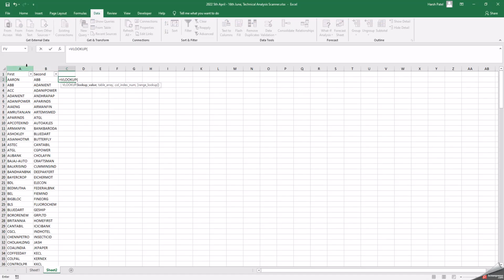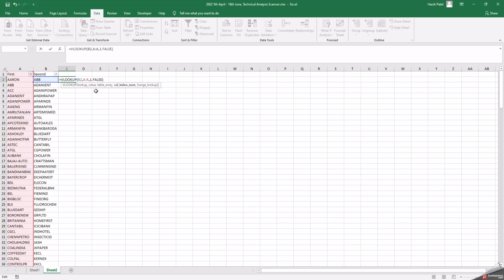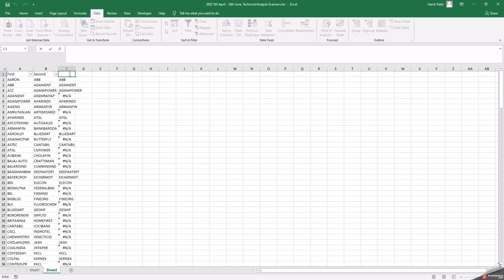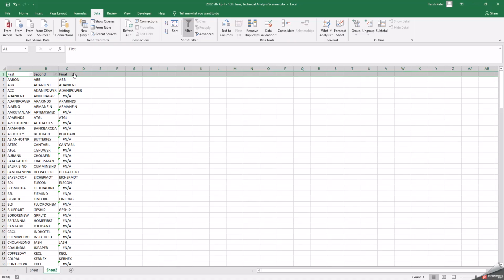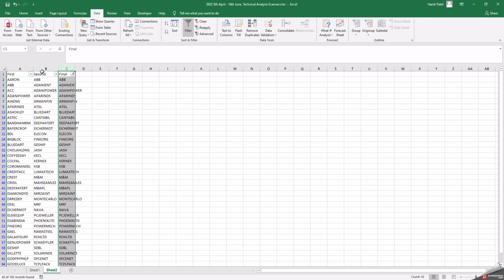So if I do a VLOOKUP here, I will file final. Then for all the stocks that came up here, if I apply a filter again and remove the NA, how many stocks do I have? 43. And how many do I have here? 78. Okay, in column B I had 78 stocks.